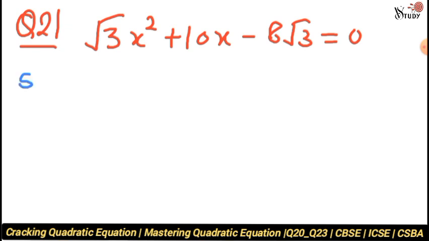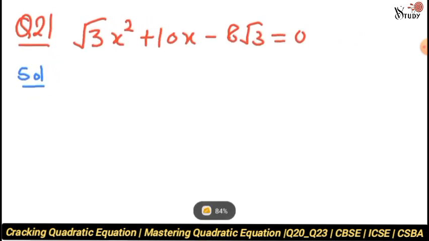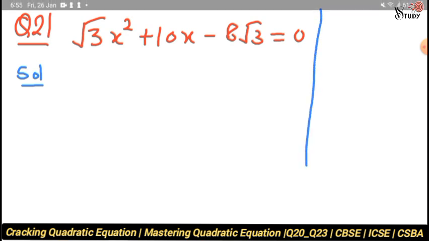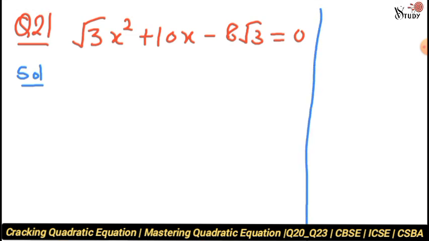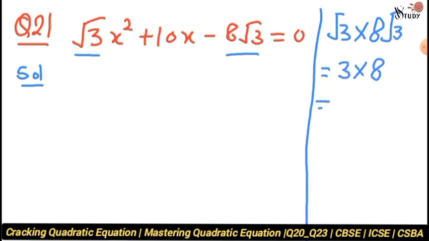Now solve this equation. Before solving this equation, we have to prepare our basic strategy. Our basic strategy is that we have to multiply the coefficient of x² and the constant term. So this is √3 multiplied by 8√3. √3 times √3 equals 3, and 3 times 8 is 24. Now my dear student, we have to check the sign of the constant term.